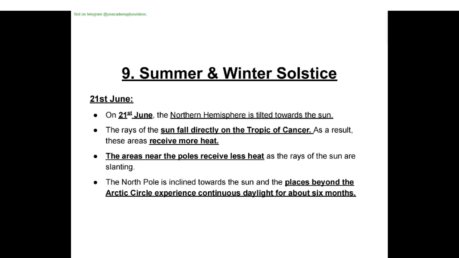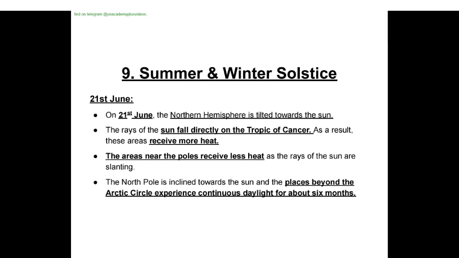Summer and winter solstice, 21st June. On 21st June, the northern hemisphere is tilted towards the sun. The rays of the sun fall directly on the Tropic of Cancer. As a result, these areas receive more heat. The areas near the poles receive less heat as the rays of the sun are slanting.